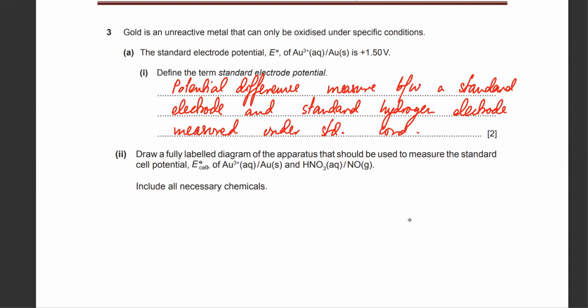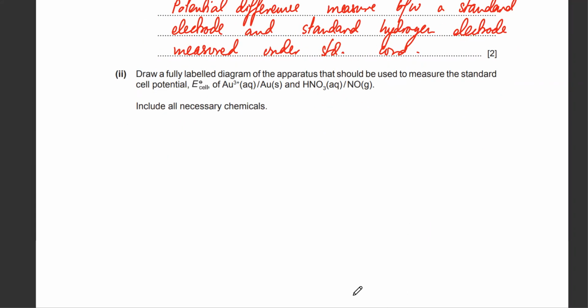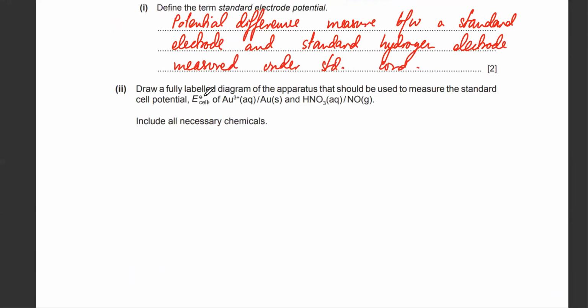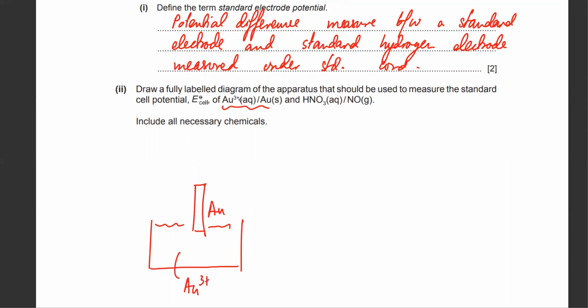So you're supposed to do that under standard conditions. And he's asking you to draw, again, a 4-mark question on drawing a diagram. Draw a fully labeled diagram of the apparatus that would be used to measure the standard cell potential. There's one electrode, which is the gold. Whenever you have a metal, the metal itself is going to be the electrode. So that's Au, and gold ions are going to be part of the solution, Au3+.